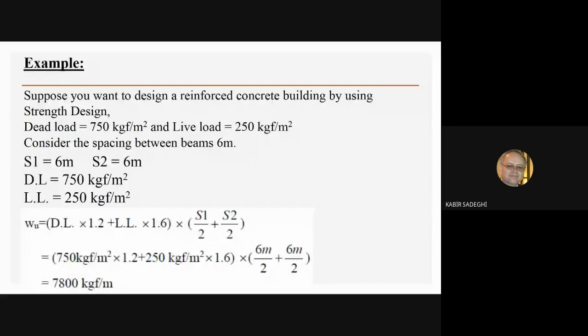The spacing given S1, S2 is 6 meters, with dead load and live load. And we apply the formula that we had. We apply the values of dead load and live load, and we find WU, which is the intensity of load for ultimate strength design. We use the load factors, we use the spacing related to the beam, and we found the intensity. Be careful, this is kilogram force per meter, but dead load was kilogram force per square meter. The difference is that.